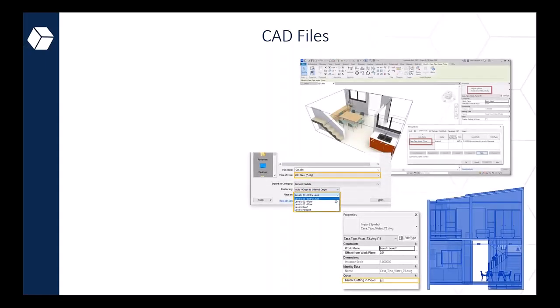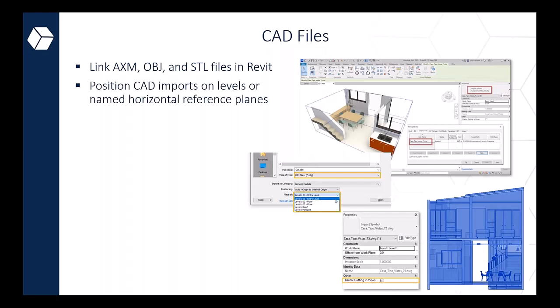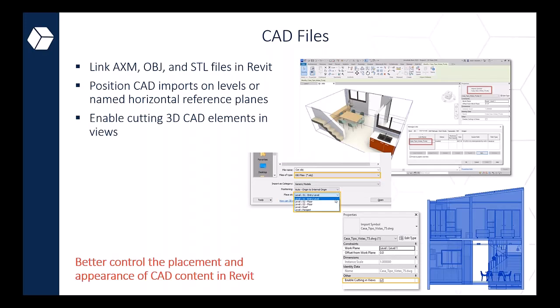With CAD files, we all know that it's interoperable with Revit, but some additional features that I think are quite useful is that you can now link in AXM, OBJ, and STL files in Revit. You also have improved positioning in terms of your CAD imports on levels and on named horizontal reference planes, whereas prior to Revit 2023, that was not there. And then additionally, you can enable cutting 3D CAD elements in views.